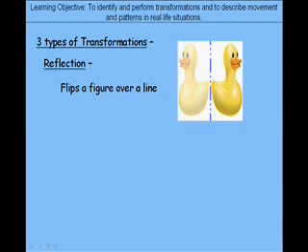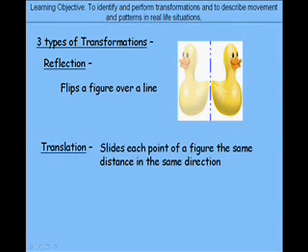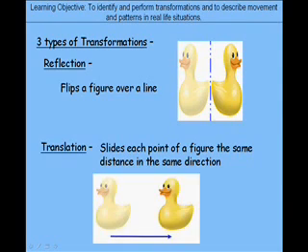The second type of transformation is a translation. I know when you hear the word translate, you probably think of translating languages or things like that. But in geometry, a translation is actually a slide. So it's when an object slides from one place to another. So each point of the figure moves in the same direction and same distance. You can translate up, down, left, right, diagonally, any way you want. You can even translate up and then over, or diagonally and then down, any kind of direction.